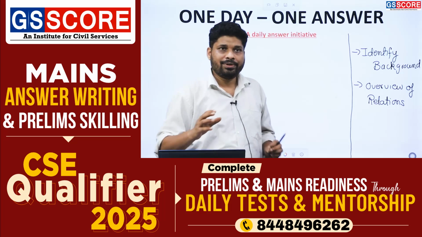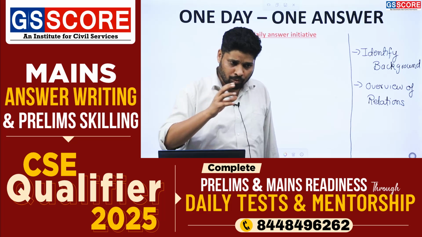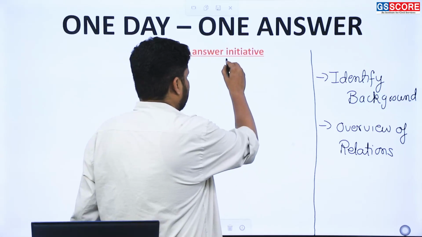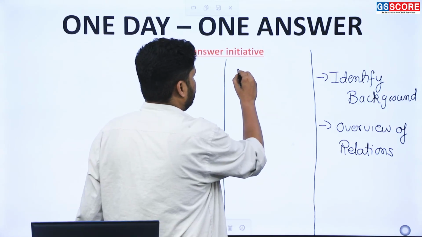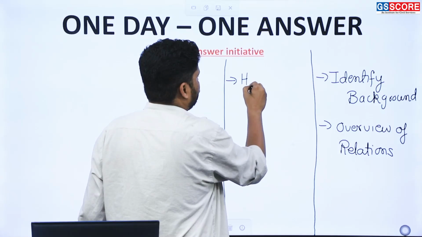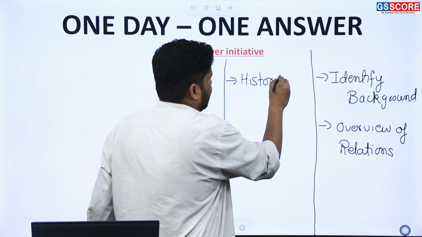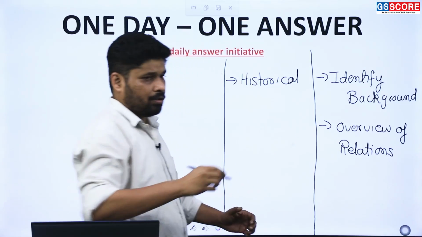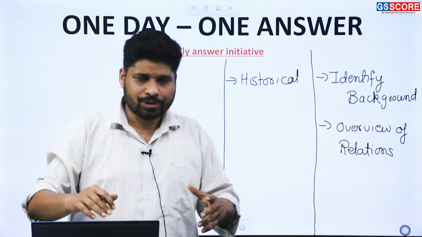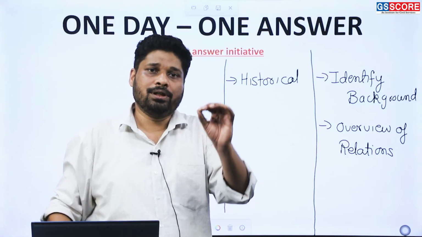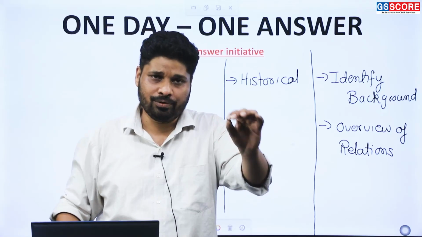Then basically when we get into the main body, more or less, what has to be done? First and foremost, you have to speak about historical ties. Again I am saying it is not compulsory that all of these parameters have to be used in one answer itself. It depends upon the context of the question. It depends upon the focus of the question.